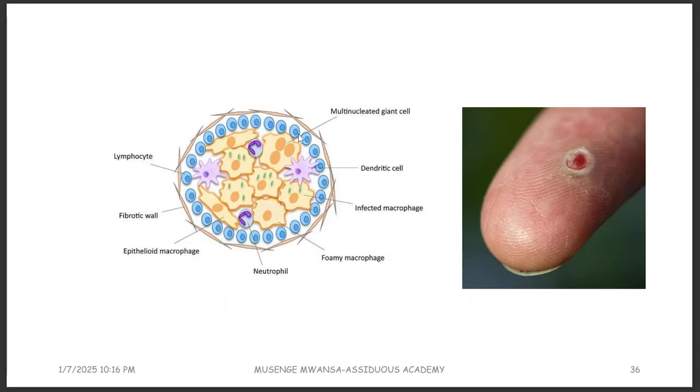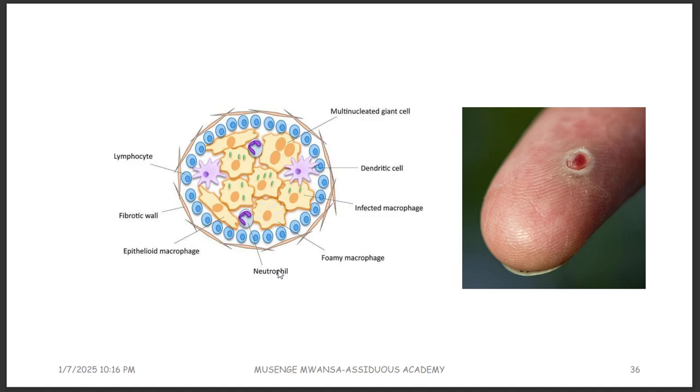So this is how a granuloma looks. You can see from the picture, but take note of the cells. In the middle, you are going to have epithelioid macrophages. You can see the way they've changed shape, and some of them have joined and formed multinucleated giant cells. And then you also have dendritic cells, antigen presenting cells. We've also got neutrophils. Surrounding these cells, you now have the lymphocytes.